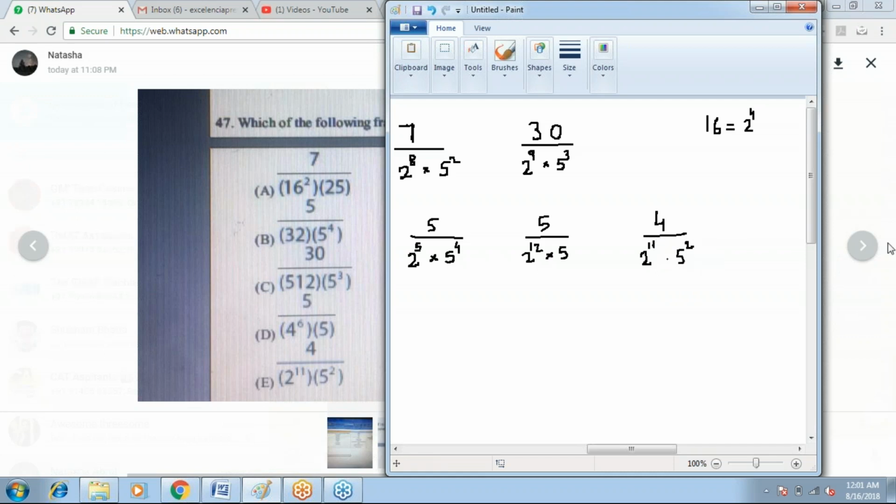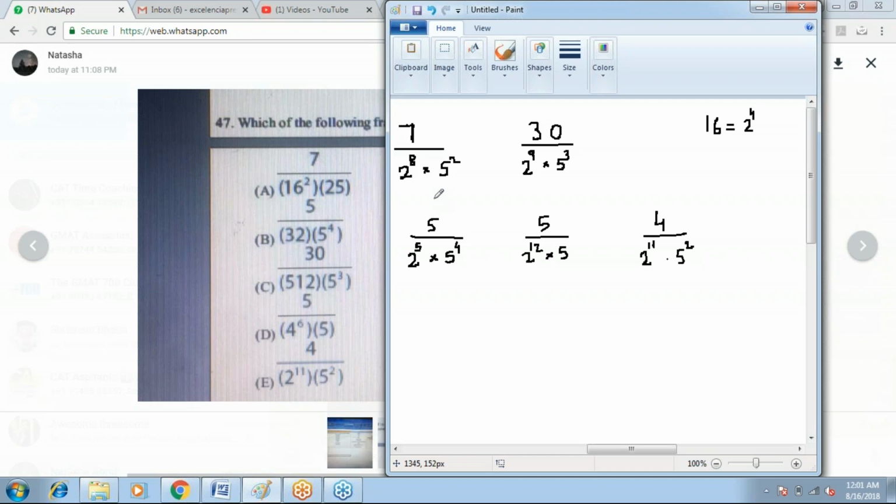Okay. So my writing was slow because writing through the pad is difficult, so don't mind that. So this is it. Now, when we have to compare the fractions, the easiest way of doing it is to make either all the denominators the same or all the numerators the same.